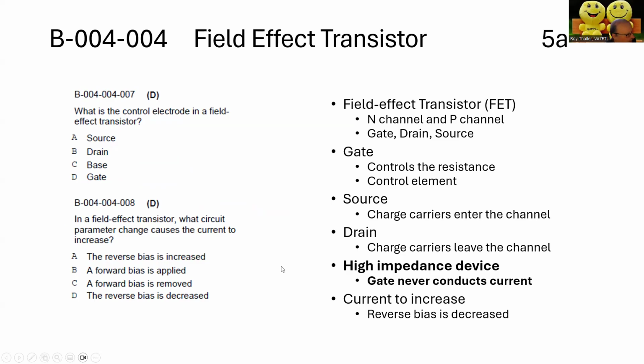In a field effect transistor, what circuit parameter causes the current to increase? And that would be, if you decrease the reverse bias, the current goes up. So D is the correct answer.